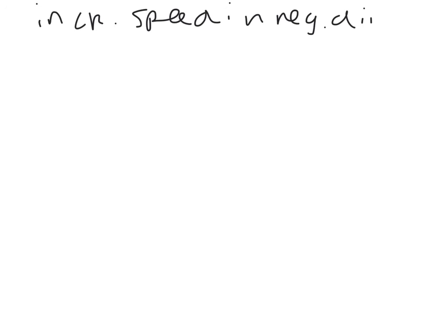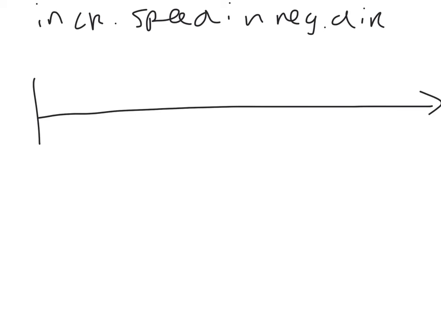Our third case will be increasing speed in the negative direction. Making my motion map. Our velocity is all going to be going to the left. And let's just do this one qualitatively to show that this can be qualitative. So we're moving to the left and we're getting faster.